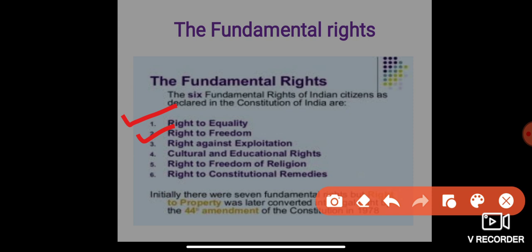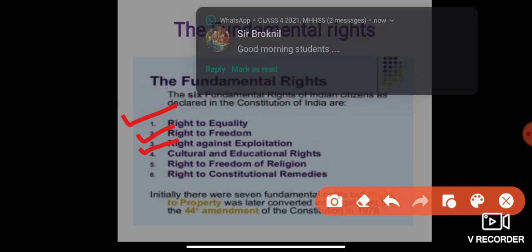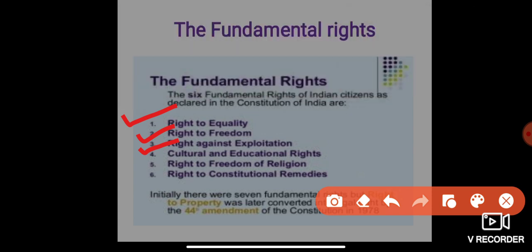Point number three, right against exploitation. Whenever somebody tries to exploit you, let me give you an example of child labor. A child under the age of 14 is exploited and forced to work in a factory or in an industry. That is against the right against exploitation. If such cases occur, then citizens can claim the right under the fundamental rights.